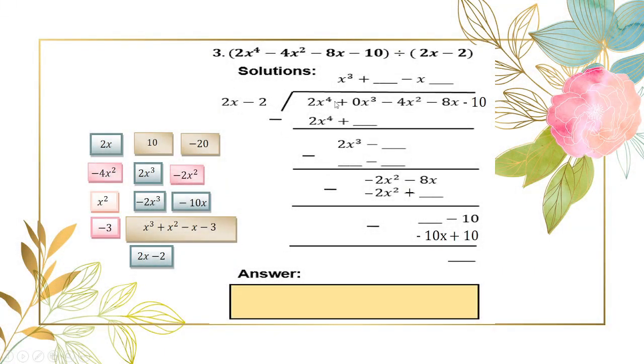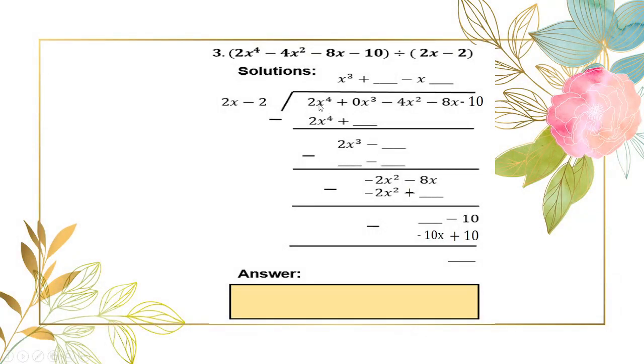And one more, this one. There are missing terms, so 2x to the 4th plus, there is no x cubed, so we represent this by 0x cubed minus 4x squared minus 8x minus 10, divided by 2x minus 2. So 2x to the 4th divided by 2x is x cubed. X cubed times 2x is 2x to the 4th. X cubed times negative 2 is negative 2x cubed. Change the sign. 0 plus 2 is 2x cubed.